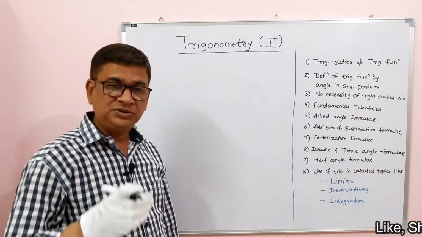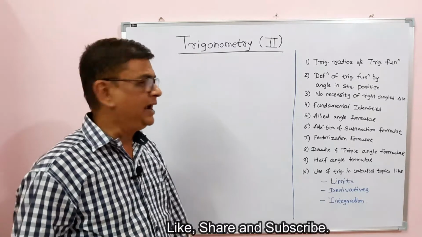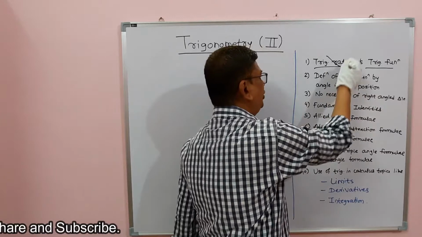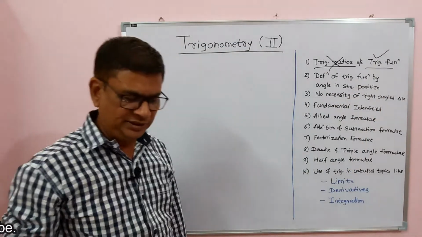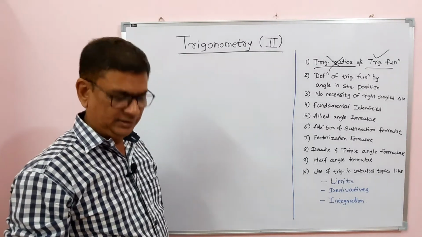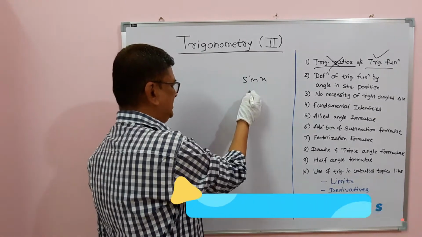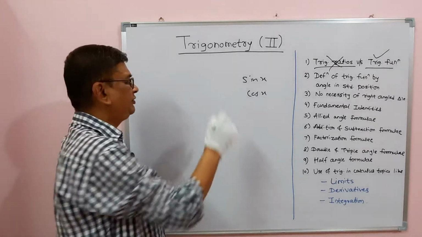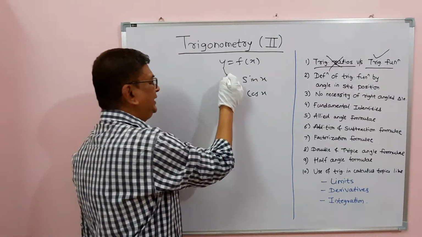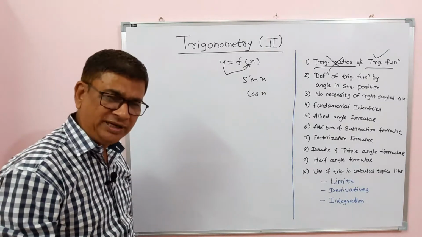But when students enter college after 10th standard, trigonometry gets expanded and the concept of trigonometric functions comes in. Instead of trigonometric ratios, sin theta and cos theta are now called trigonometric functions. What is the reason? For example, if you take sine of x, cos of x, as you know, a function is denoted by y equal to f of x, which in simple words means y depends on x for its value.